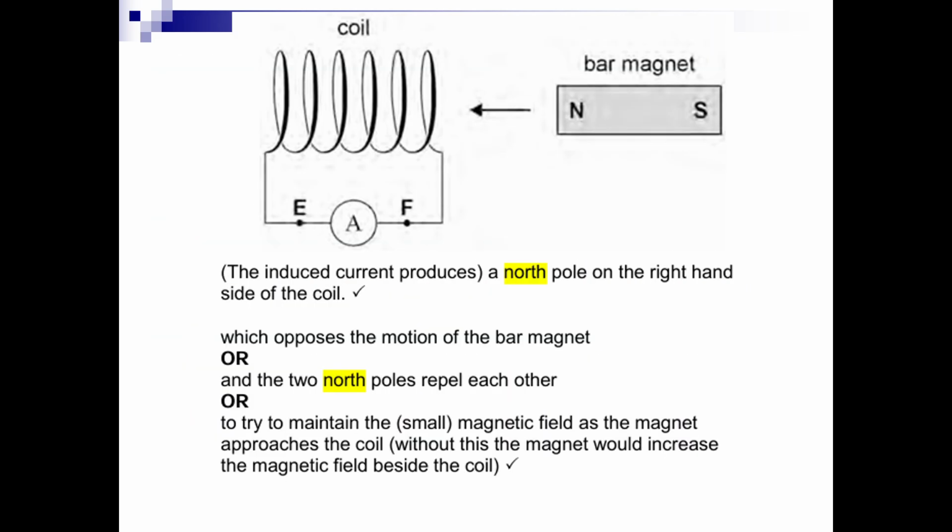So if you look at this diagram here, this one's going horizontal rather than vertical. The induced current produces a north pole on the right hand side of the coil, which opposes the motion of the bar magnet, and the two north poles will repel each other. Remember, we can't have the violation of energy.